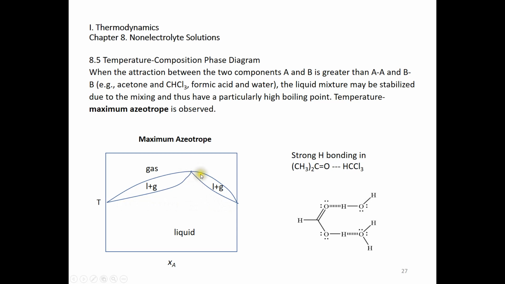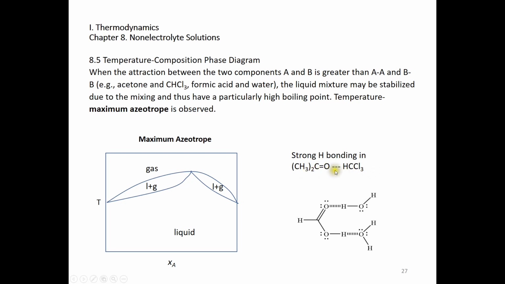And when does this happen? Well, this happens when A and B attract each other more than they attract themselves. Here's one chemical example. When we have acetone and trichloromethane, there's a very strong hydrogen bonding between the oxygen in acetone and the hydrogen in chloroform or trichloromethane. So really strong hydrogen bonding.